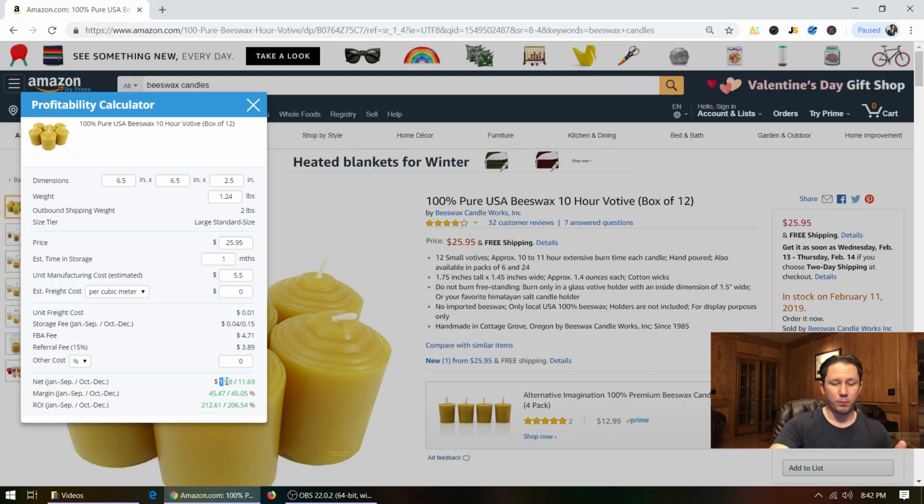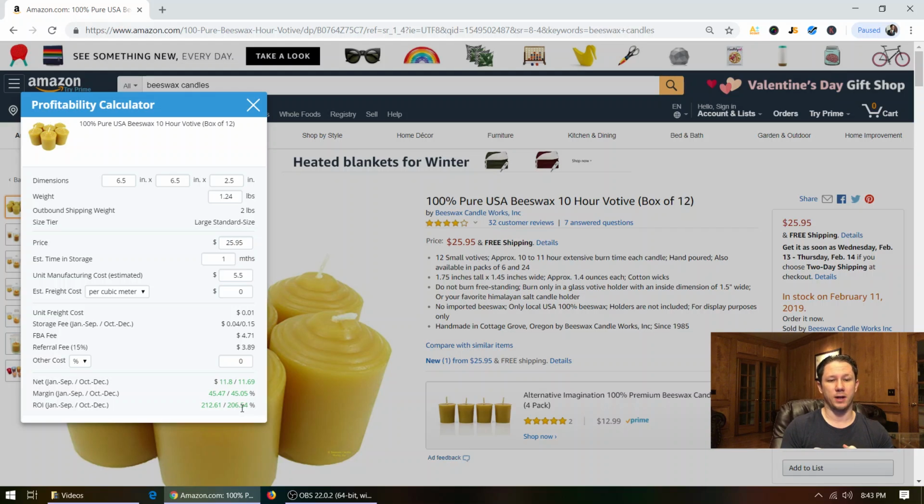So for every product we sell here with these numbers, we're making $11.80 in profit, okay? Margin, that's the profit margin. By the way, this first number is if you're selling from January through September, these first numbers for all 3 of these categories here. The second number is if you're selling them in October through December, because remember, Amazon has slightly higher fees at the end of the year, but they also sell way more.